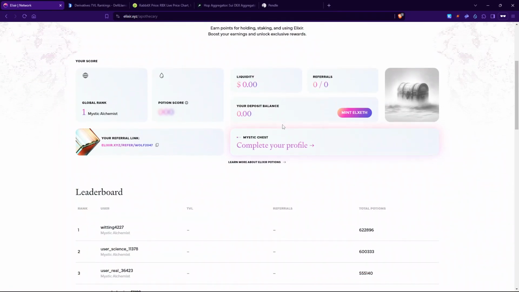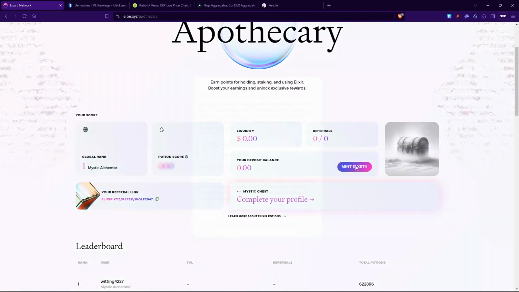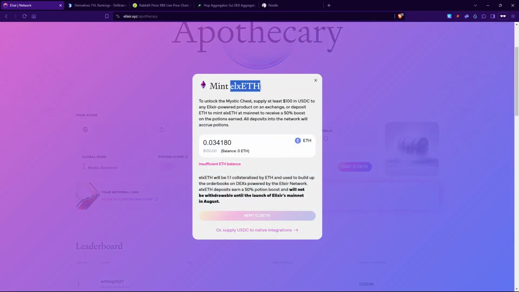So there are two ways of providing liquidity to Elixir. One way is by minting the Elixir ETH. The other way is providing the USDC to these exchanges. Both of them have advantages and disadvantages. So let's try to understand ELX ETH first.